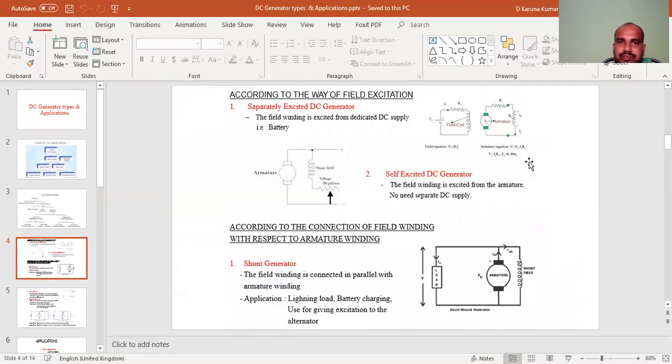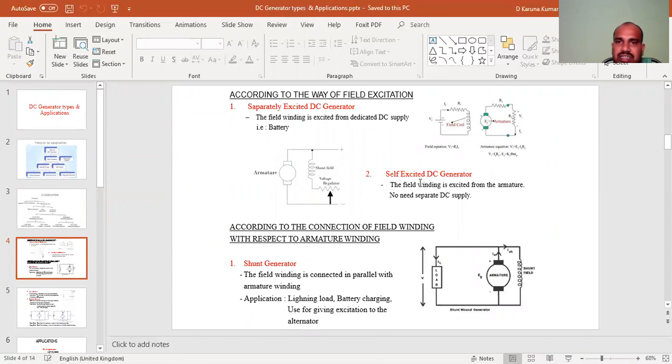The first one is separately excited DC generators. The total field winding is excited from a dedicated DC supply. The best example for separately excited DC generators is a battery. Okay, here the field winding and the armature winding are separate.